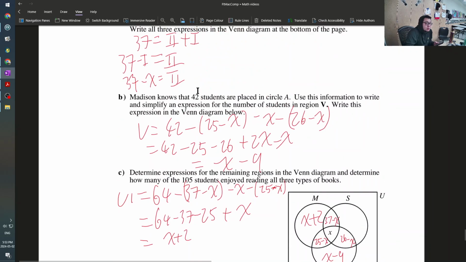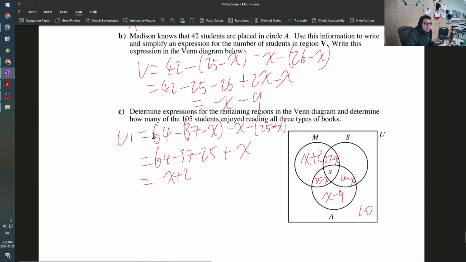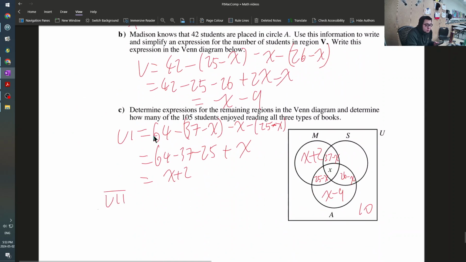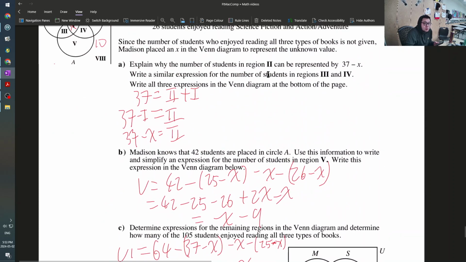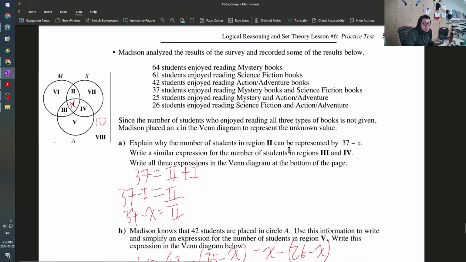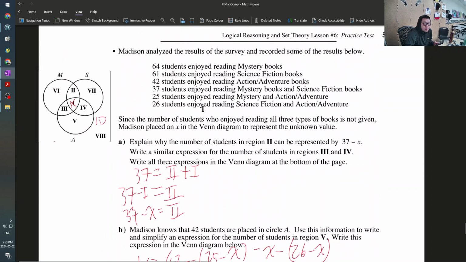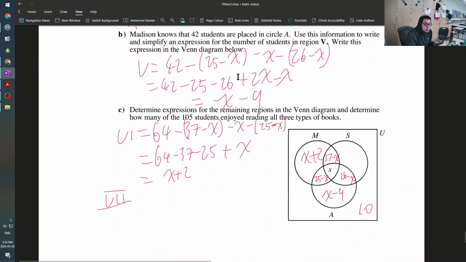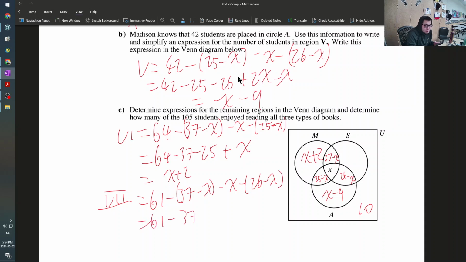What is this section VII? VII is equal to S, 61 minus (37 minus x) minus x minus (26 minus x), 61 minus 37 minus 26 plus x, so we get x minus 2.